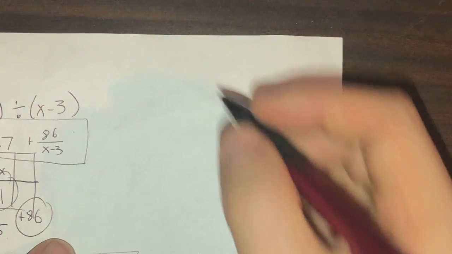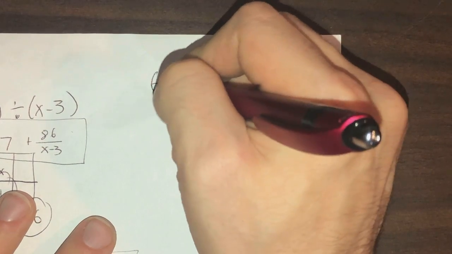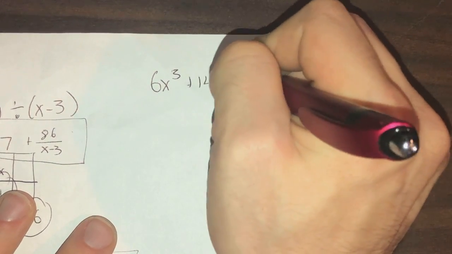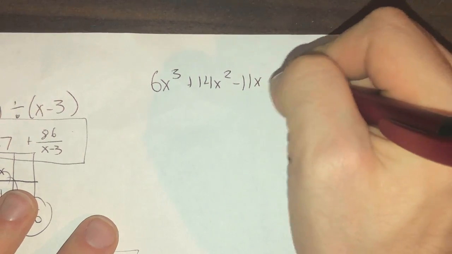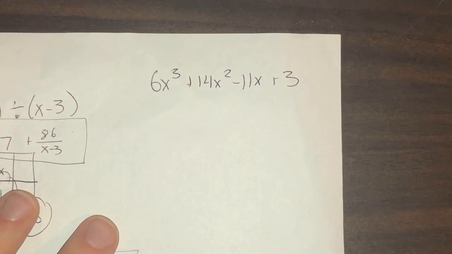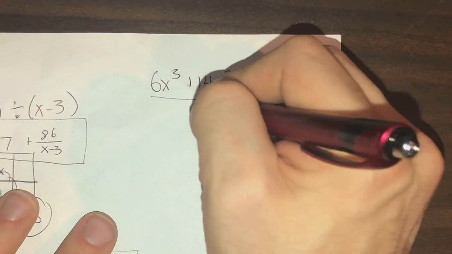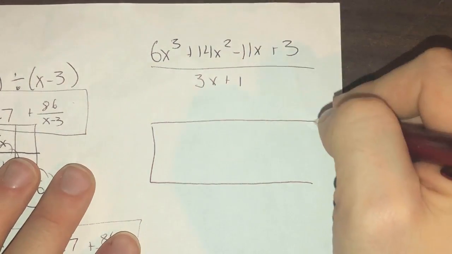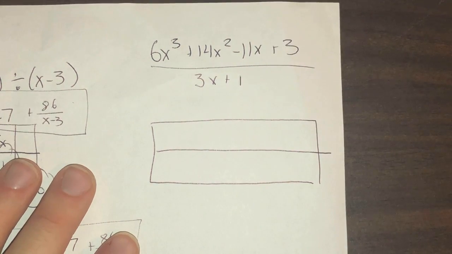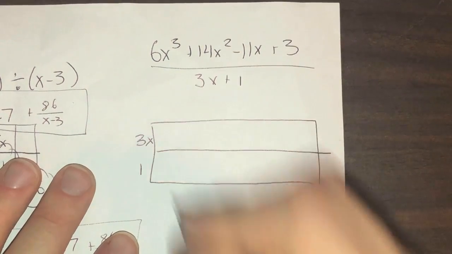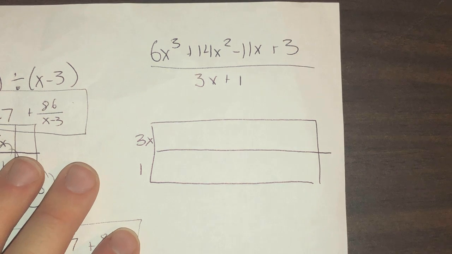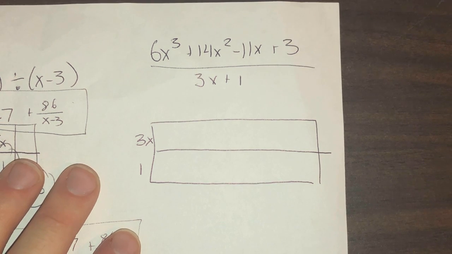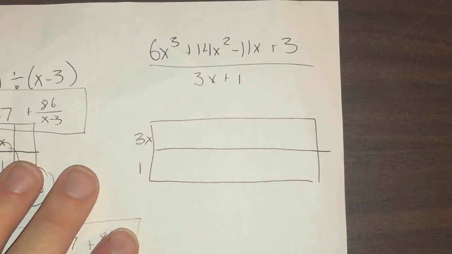Okay, so here's what I'm going to do. I'm going to show you it using another one of the methods. So our problem was 6x cubed plus 14x squared minus 11x plus 3, divided by 3x plus 1. I'm going to recommend we try the box on this one. So we have 3x and we have 1. Now, and this is a disclaimer, some people did try the long division to complete success, and I'm not knocking that method either.